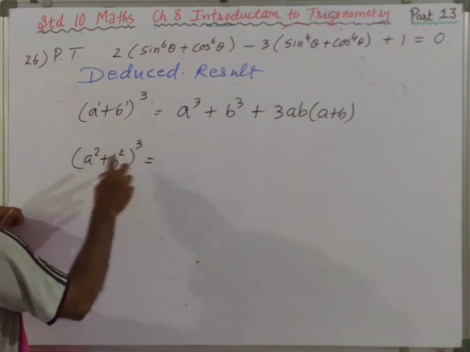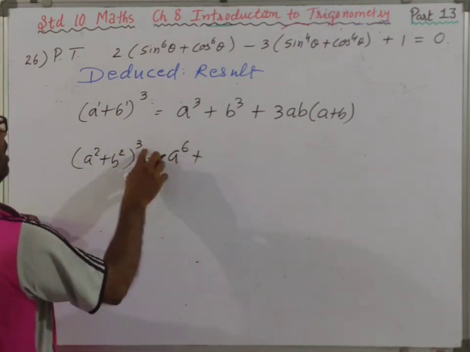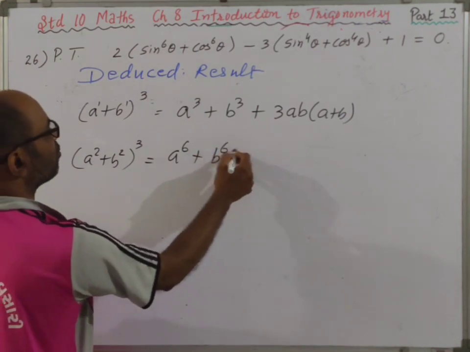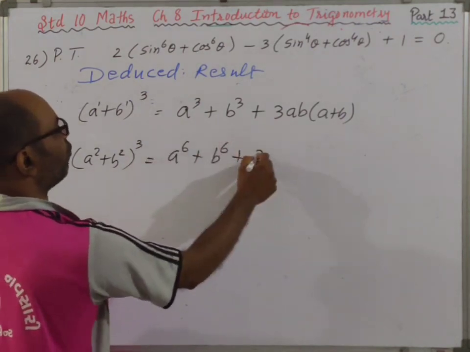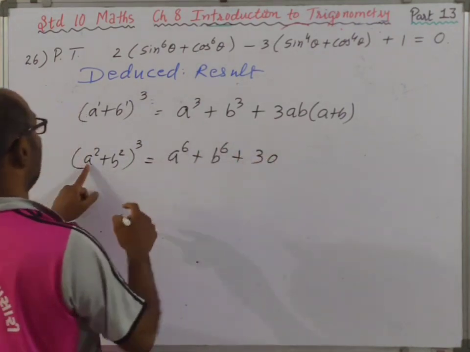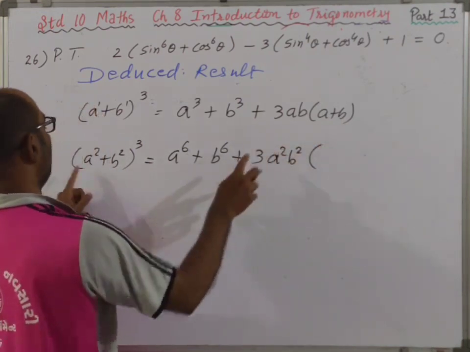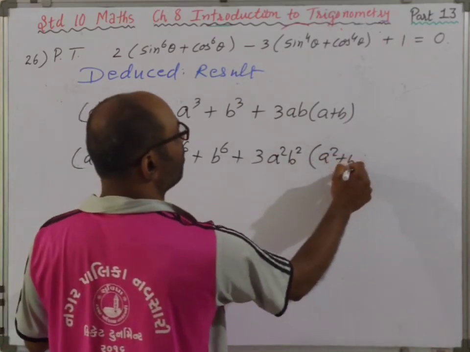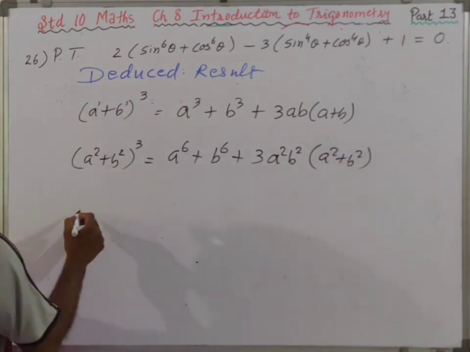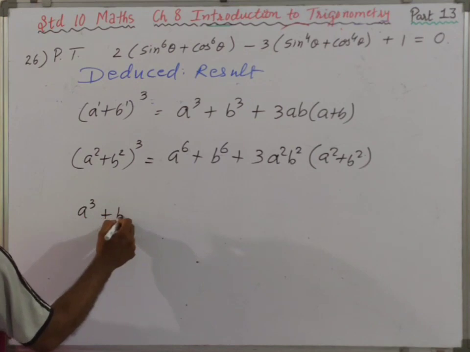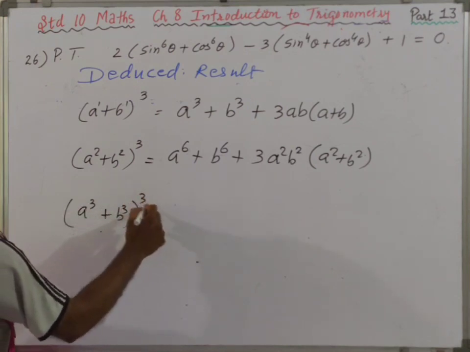So cube of first term, a raised to 6, plus cube of second term, b raised to 6, plus 3 times first term into second term, that is a square into b square, into first term plus second term, that is a square plus b square. Are you getting me? Now let me take (a cube plus b cube) whole cube.